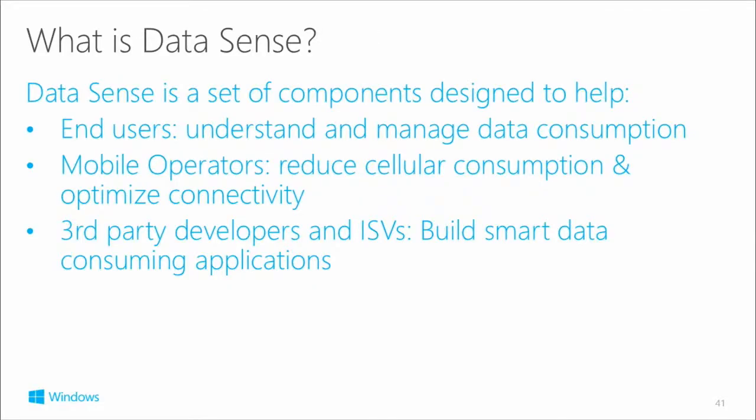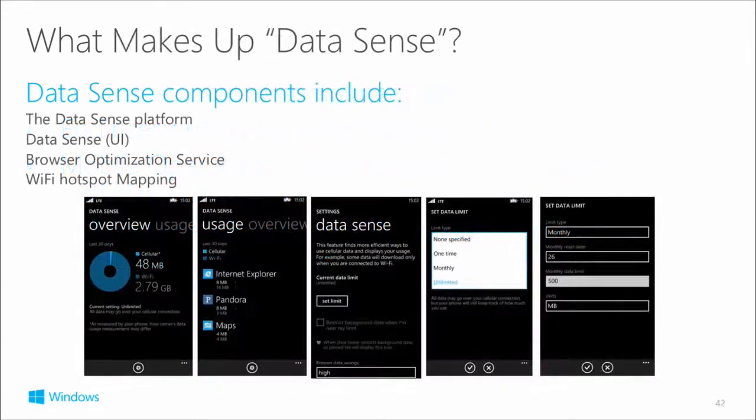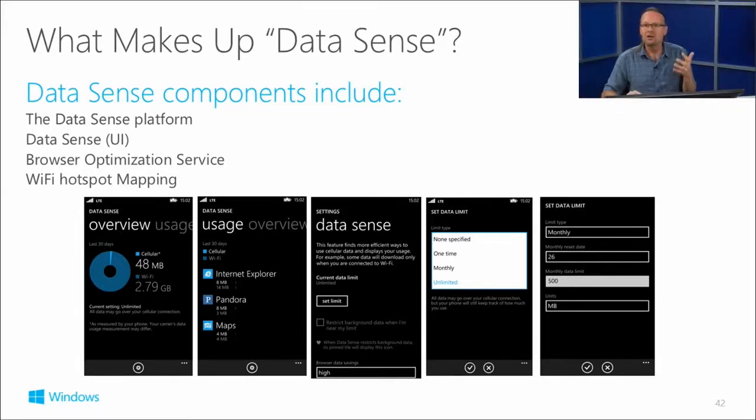What does this tie into? Well, there's this thing called DataSense, which is a set of components designed to help your end users minimize their bills, help mobile operators reduce their consumption and congestion, and help third-party developers build smart data-consuming applications. It's a whole suite of stuff. There are apps in it which end users can use for looking at which apps are the hungriest and have transferred the most data. So again, another reason for keeping your data transfers compact, because if you don't, your users will see it and they might uninstall your app.